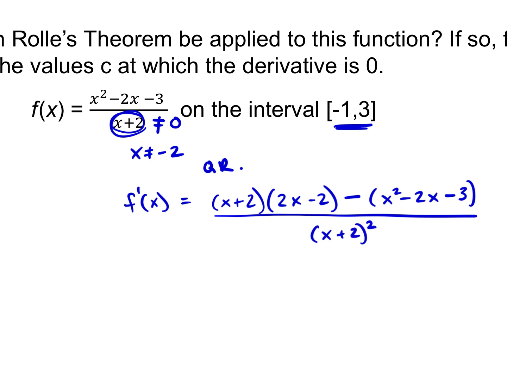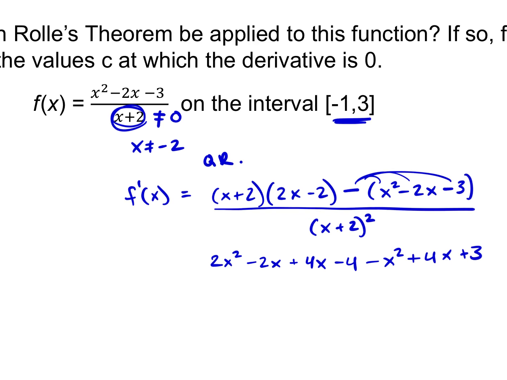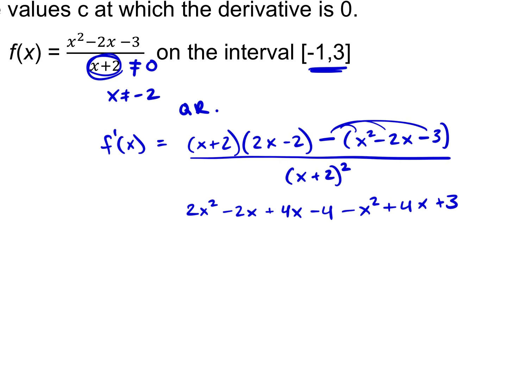Let's simplify a little bit. We have to FOIL out the numerator. So we get 2x squared minus 2x plus 4x minus 4, and then distribute the negative here. Minus x squared plus x plus 3. So when we combine our like terms, we get x squared. This should be a 2.